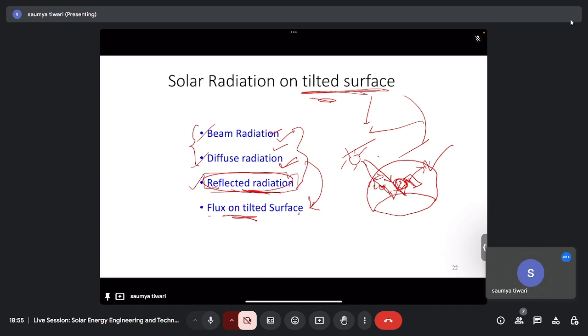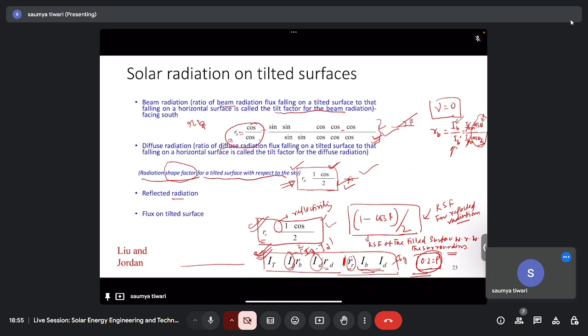So for that, a tilt factor is determined for each part of the whole global radiation: beam, diffuse, and reflected radiation. What is tilt factor? Tilt factor is basically the ratio of beam radiation falling on a tilted surface to that falling on a horizontal surface. So this is your basic understanding of tilt factor. It is basically what is falling on a tilted surface to what is falling on the horizontal surface.